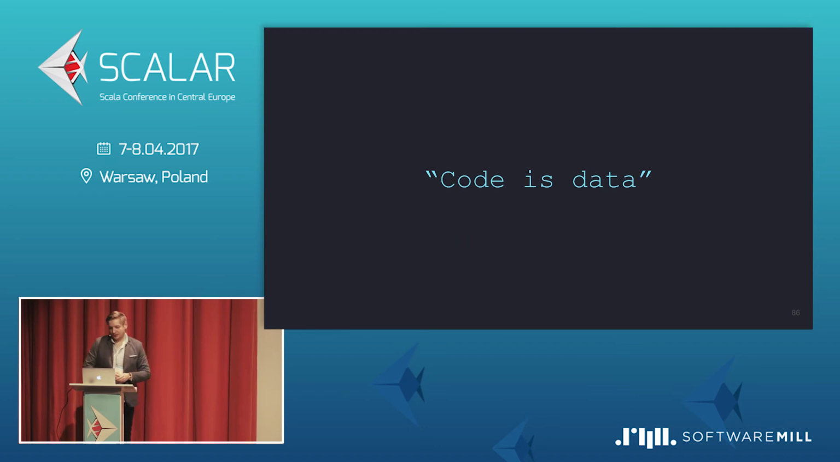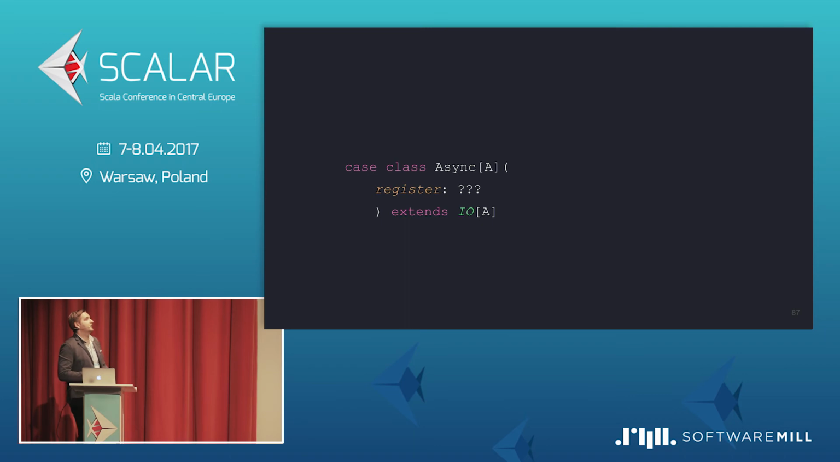Again, code is data, so let's just create another data type. So let's create a data type called async, and it will hold, what it will hold actually? It will hold something that does asynchronous computations, and this is data. And what signature does the asynchronous computation have?